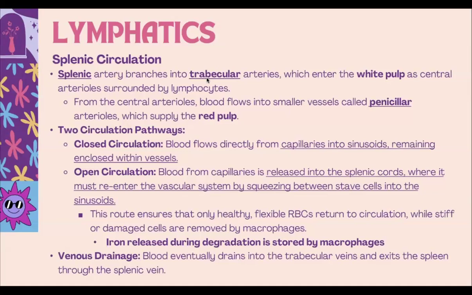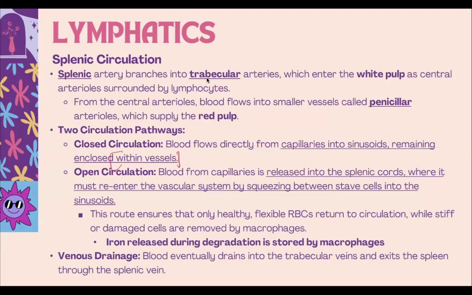Then we have some circulation pathways. Splenic circulation has two parts: a closed circulation and an open circulation. Closed circulation essentially means blood goes from capillary into sinusoid and stays within vessels. This is the main part. They're enclosed within vessels and not moving into any open space.